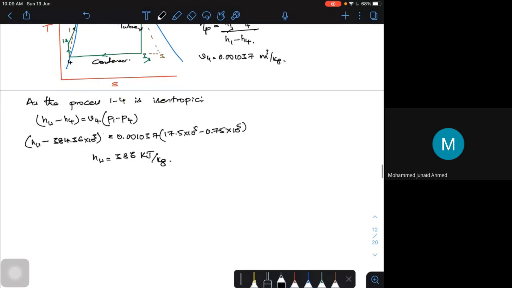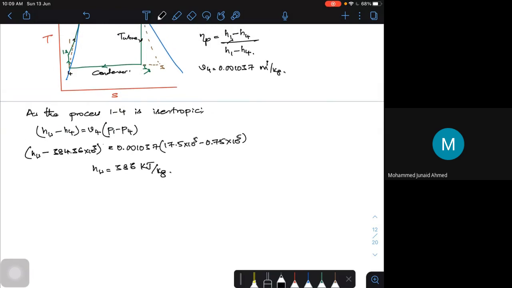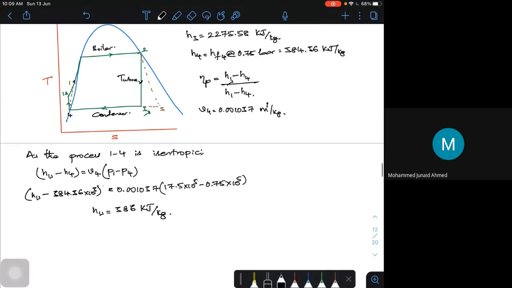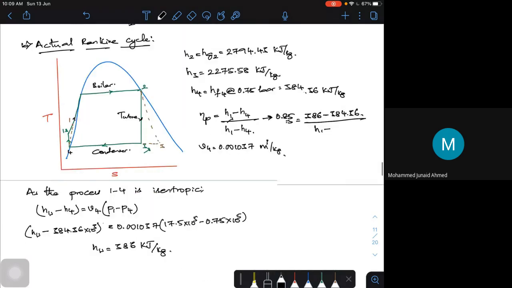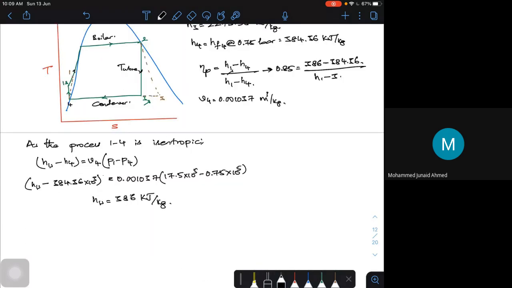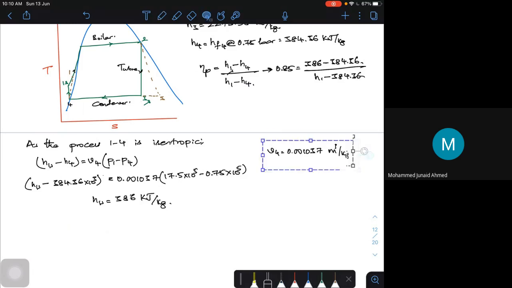Now we'll go back to the pump efficiency. Pump efficiency is 0.85, so we substitute here: 0.85 is equal to H1S, which is 386, minus H4, which is 384.36, divided by H1 minus H4, which is once again 384.36. Then how much is your H4?